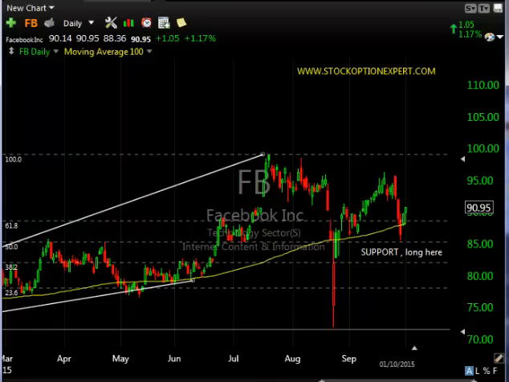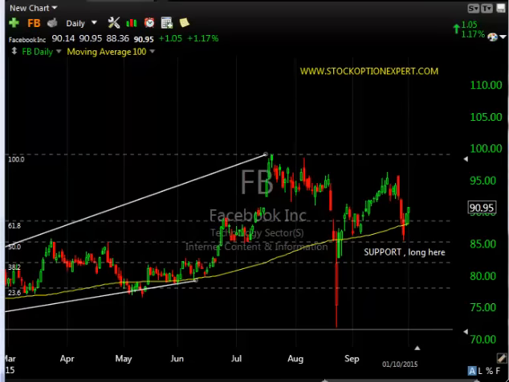Just wanted to show a few of our setups today. I just want to cover here the power of unusual options volume. How can you flag big volume and then look at the technicals and then take a position in a stock, even if you are a stock or options player? I want to cover Facebook here.